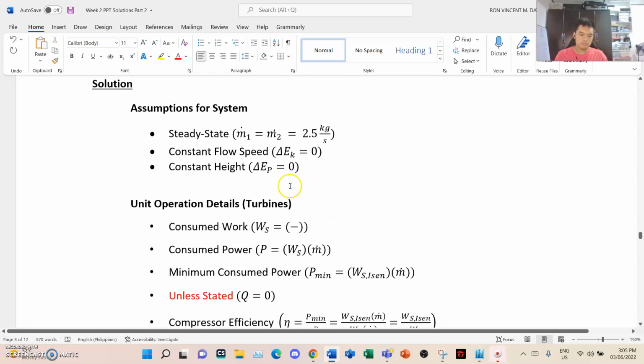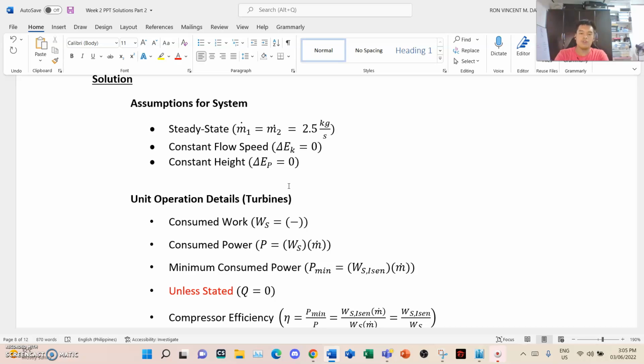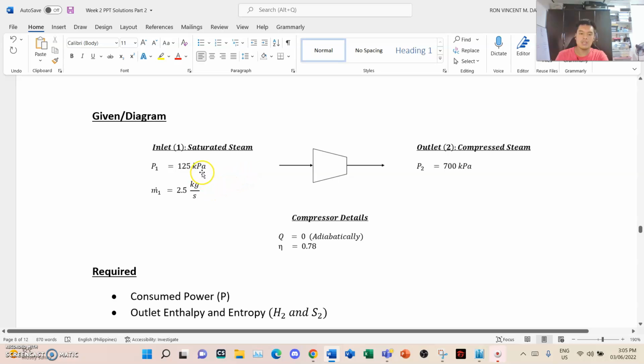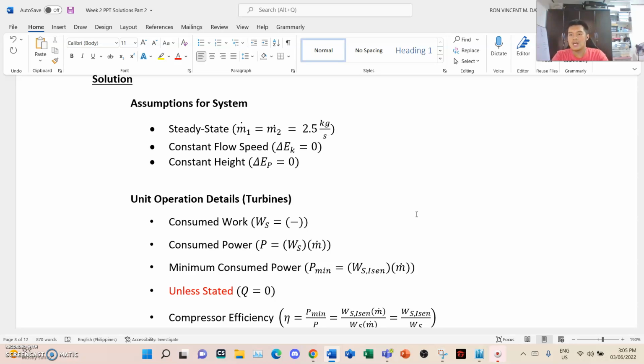solution. To start, we need to first assume the details of the system itself. We can assume a steady state system such that the flow rate inlet is equal to the flow rate outlet, meaning 2.5 kilograms per second exists in the inlet and outlet stream. A constant flow speed, meaning we assume that the fluid is moving at a constant velocity, so zero change in kinetic energy. Then constant height, we assume that it will be at ground level, meaning that there is no change in potential energy.